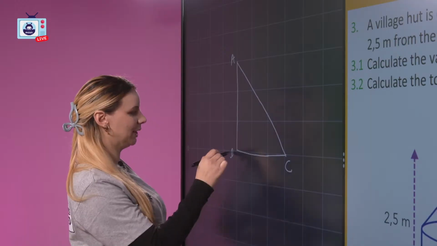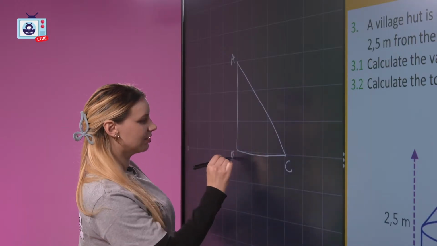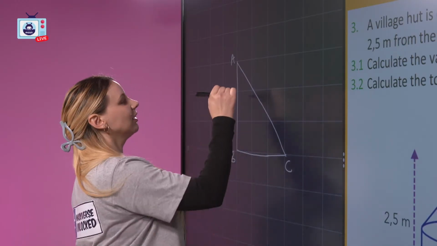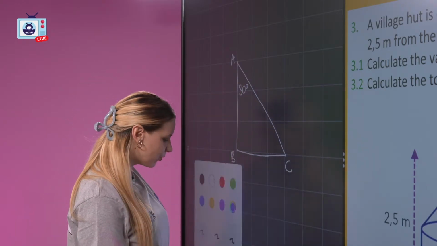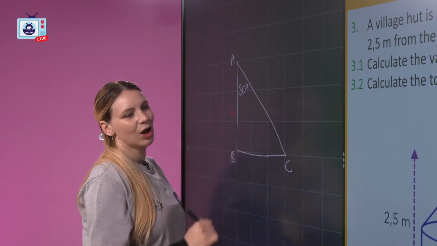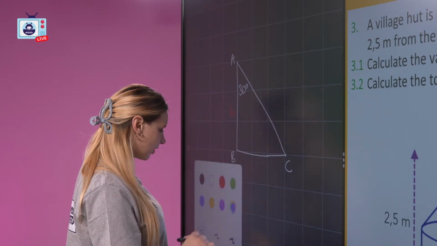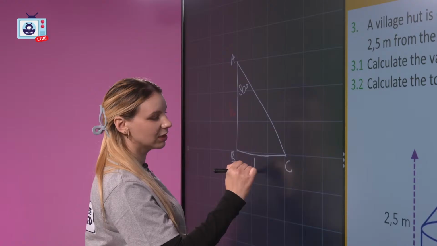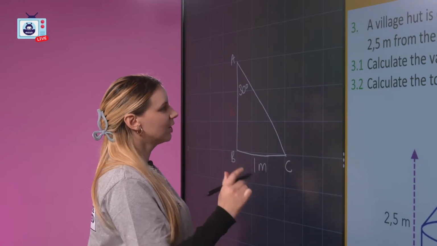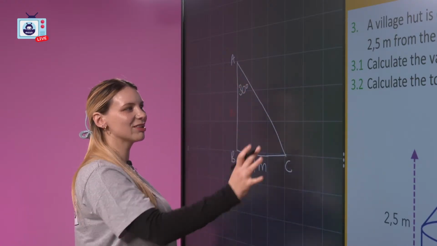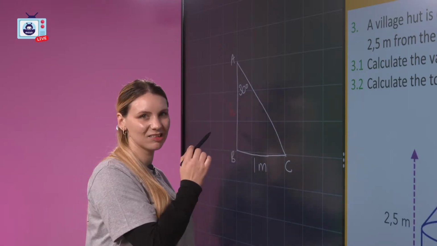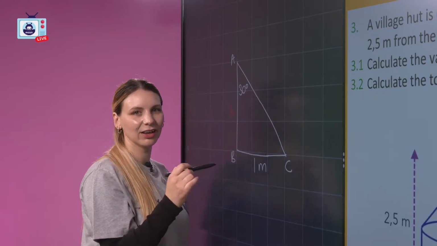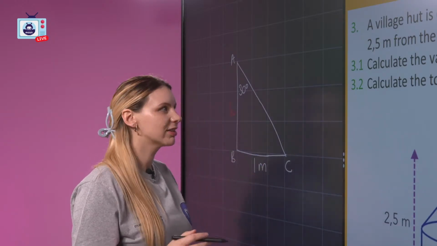Yeah, my B looks weird. A, B, and C. You have the angle here, which is 30 degrees, and we are looking for the height over here. We are also given that this length over here is 1 meter. So using this information, how can we calculate the height of this triangle? Because that is exactly what it's asking.